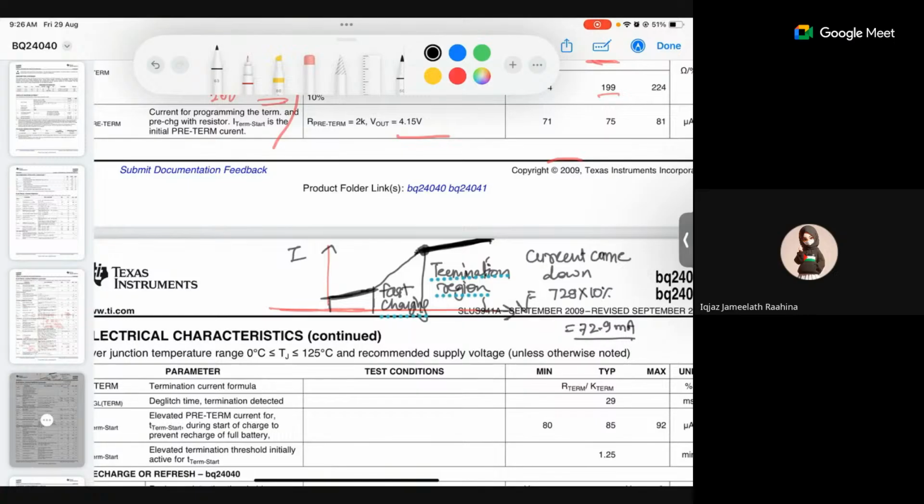So that is question number three, four, five. Clear? Yes.